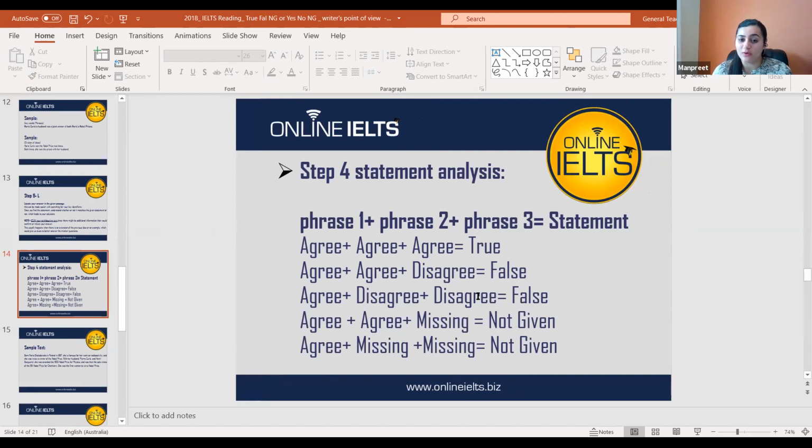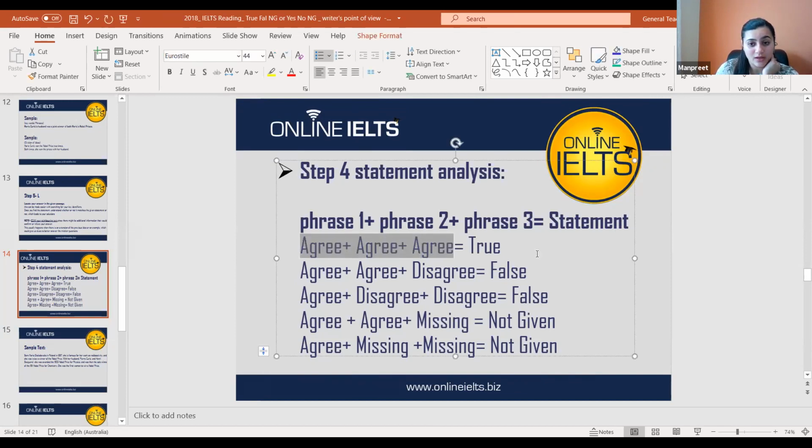And this is just how you have to mark. If in a statement there are three phrases, which most of the time there are, and if phrase 1, phrase 2, phrase 3 all agree with the passage, the answer is true. If there are two that agree, but there is one that disagrees, that means the information does not match. It's disagreeing, that means it's opposite. It's contradicting. So in this case, the answer would be false.